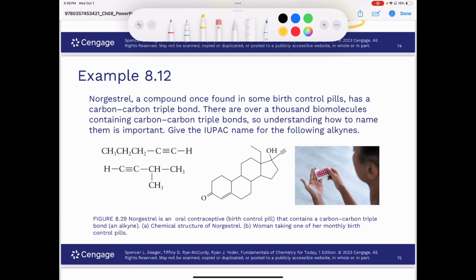All right, so let's see here. Norgestrel, a compound once found in some birth control pills. Hey, what do you know? That's what I said in the previous slide. It has a carbon-carbon triple bond. There are over 1,000 biomolecules containing carbon-carbon triple bonds, so understanding how to name them is important. Give the IUPAC name for each of the following alkynes.